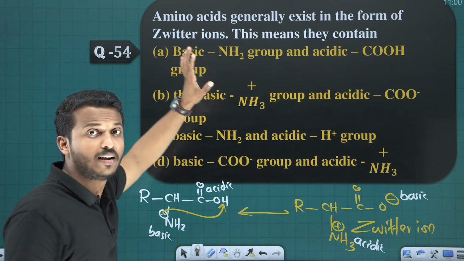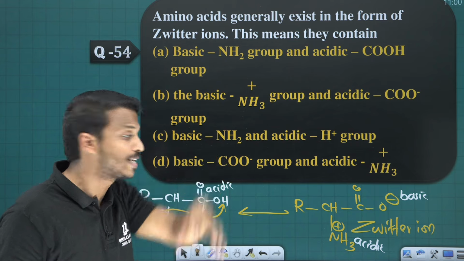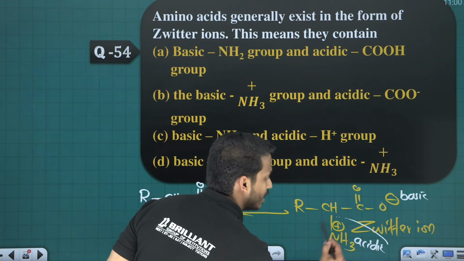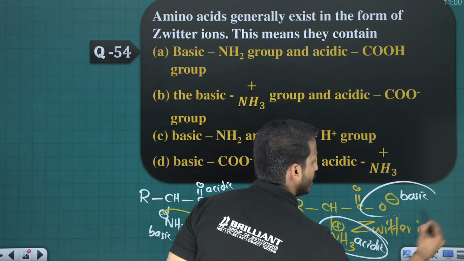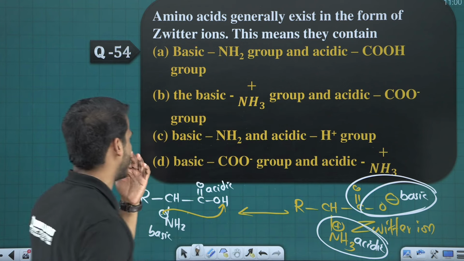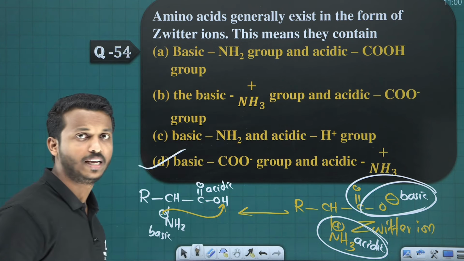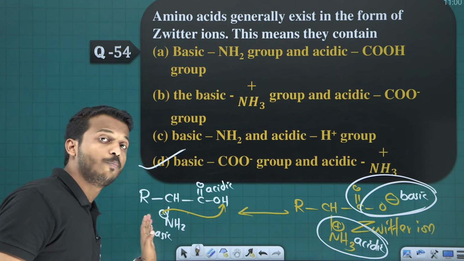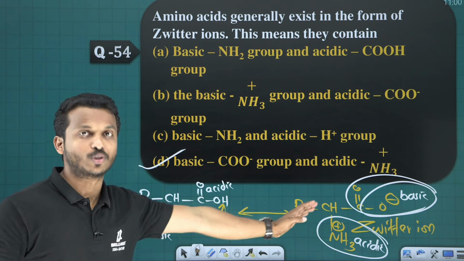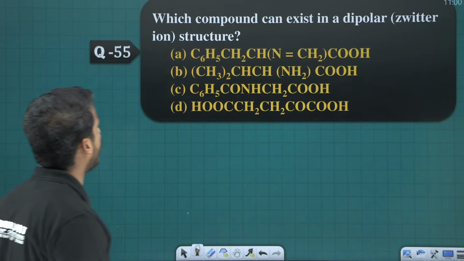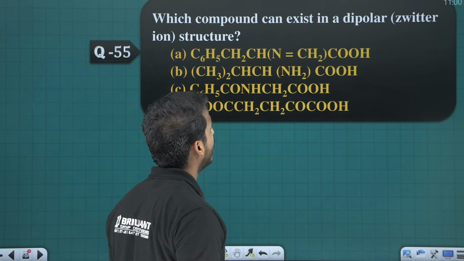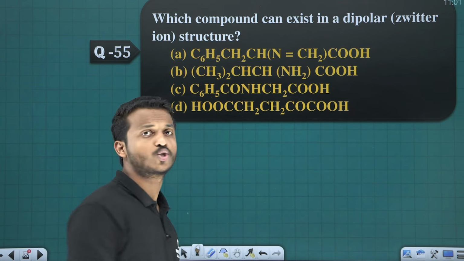This means zwitter ion contains acidic NH3 plus and basic COO minus, basic COO minus and acidic NH3 plus, option D. Remember, acidic and basic groups will be switched when it's converted to zwitter ion. Now, which compound can exist in a zwitter ion or dipolar structure?